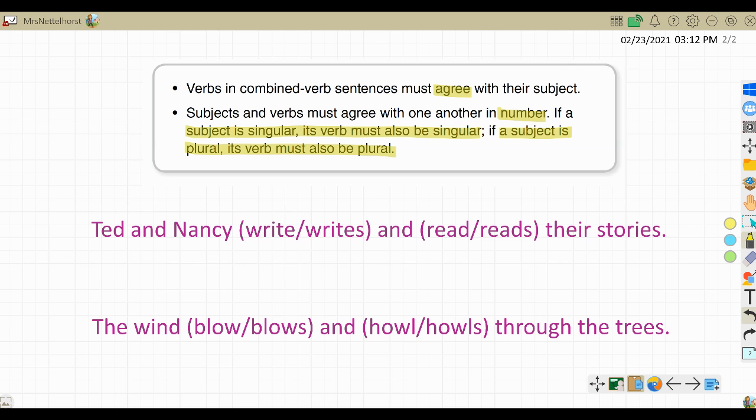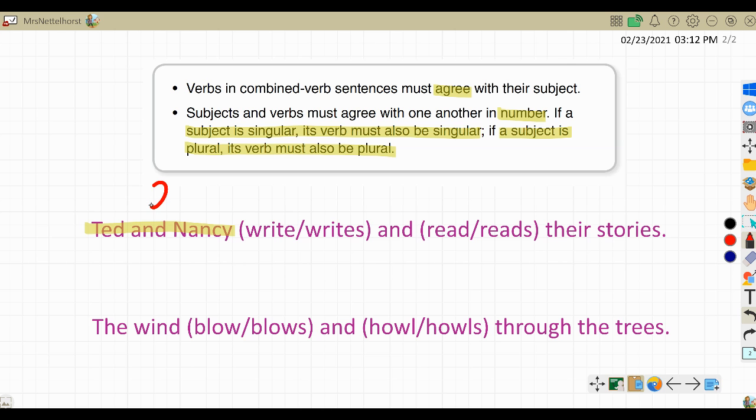So let's look at these two sentences that I've written here. These are not the same sentences that are on your worksheet. These are two different sentences, but we're going to talk about subject-verb agreement. So Ted and Nancy write or writes and read or reads their story. Now, both verbs need to agree with my subject. My subject is plural because I have two people. Some of you got this wrong on a worksheet when we were just doing one verb. You would see Nancy and you'd say Nancy writes, but it's Ted and Nancy. There are two people here.